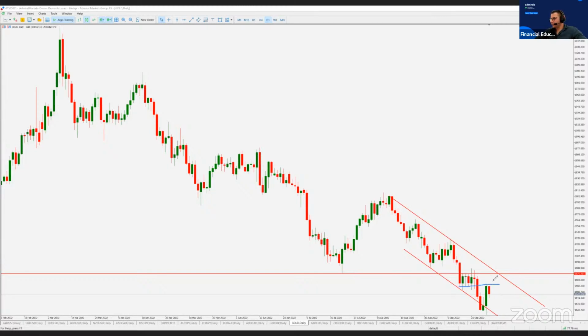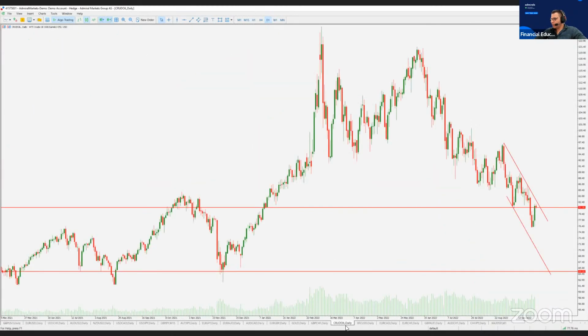So some short positions can come here. I would like to see some daily rejection around this area. Let's move on. The crude oil downtrend. I want to see the sellers coming here, and I'm ready to participate on the short side. But for now, we don't have anything yet.